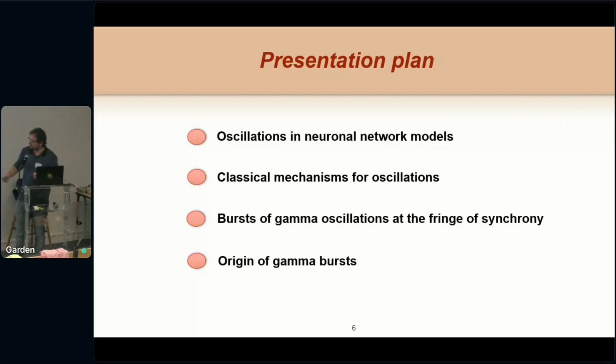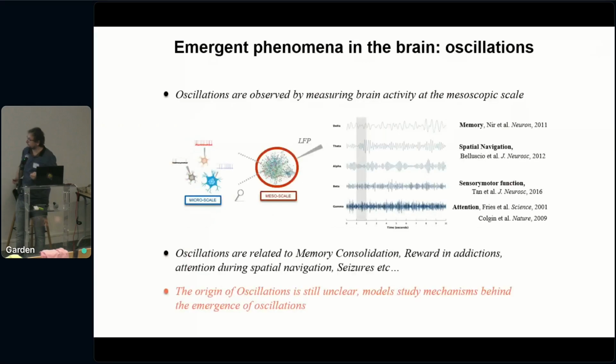And then, of course, I will talk about the origin of gamma bursts. So oscillations, I don't need to explain to you, because I guess that you know very well. But anyway, what I want to point out is that oscillations are phenomena that emerge at the mesoscopic scale. The mesoscopic scale is the scale of a population of neurons.